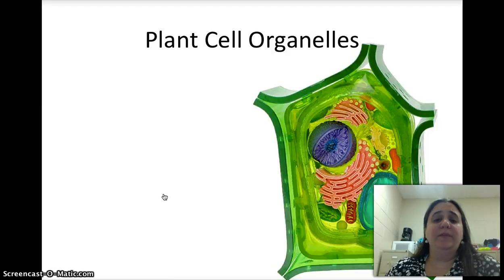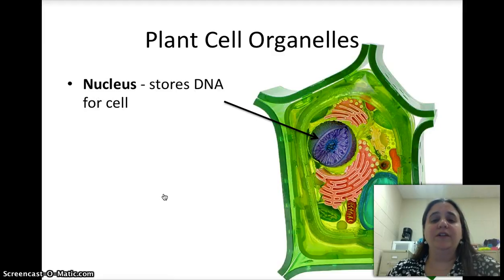A cell has little organelles that help it to live, and they each have their own specific functions. So let's talk about some of the plant cell ones. Okay, this one right here, as we said before, is the nucleus. The main function of the nucleus is to store DNA for the cell. The DNA is the instructions that the cell needs to do everything that it needs to do. Make proteins, make lipids, carbohydrates, fats, whatever it needs to make, it's coded in the DNA.